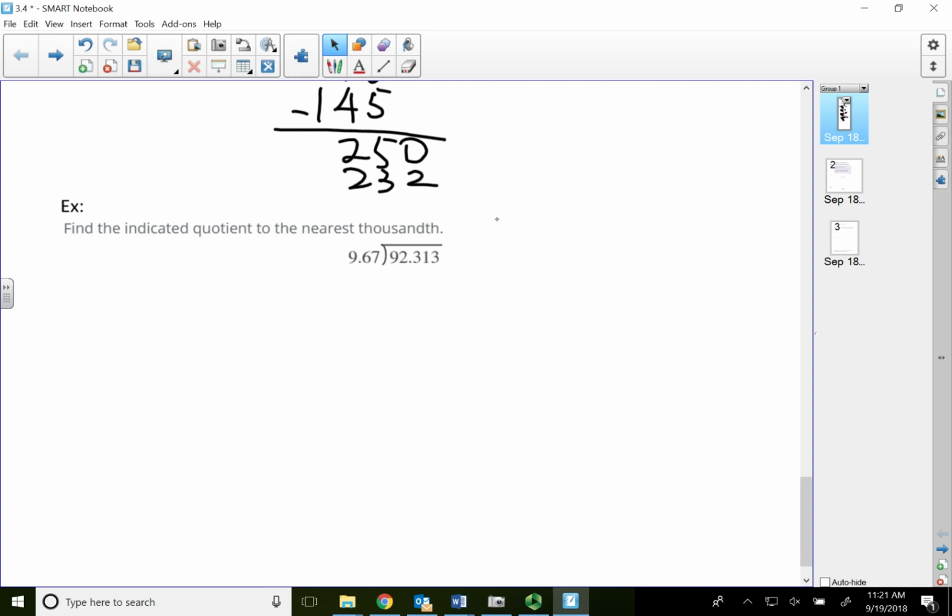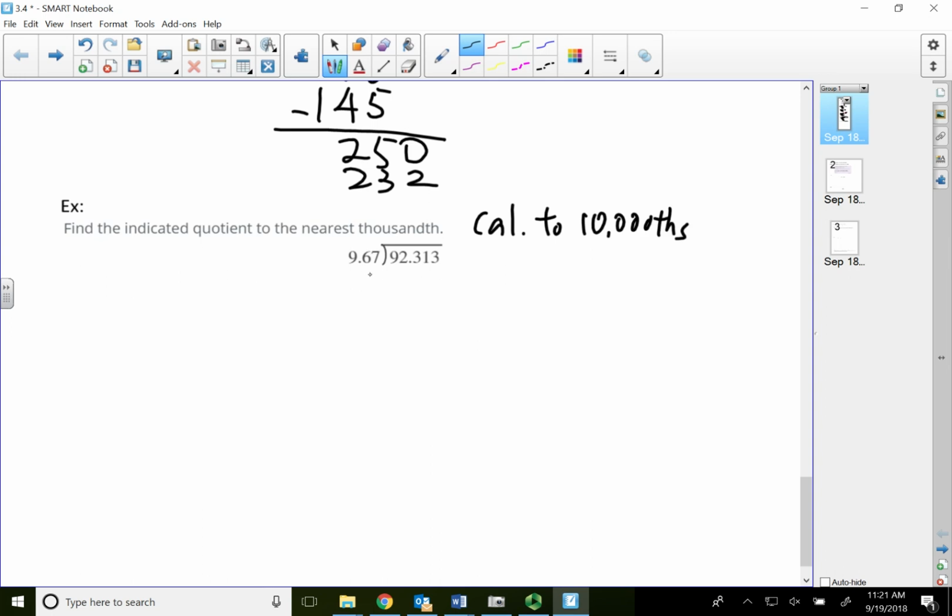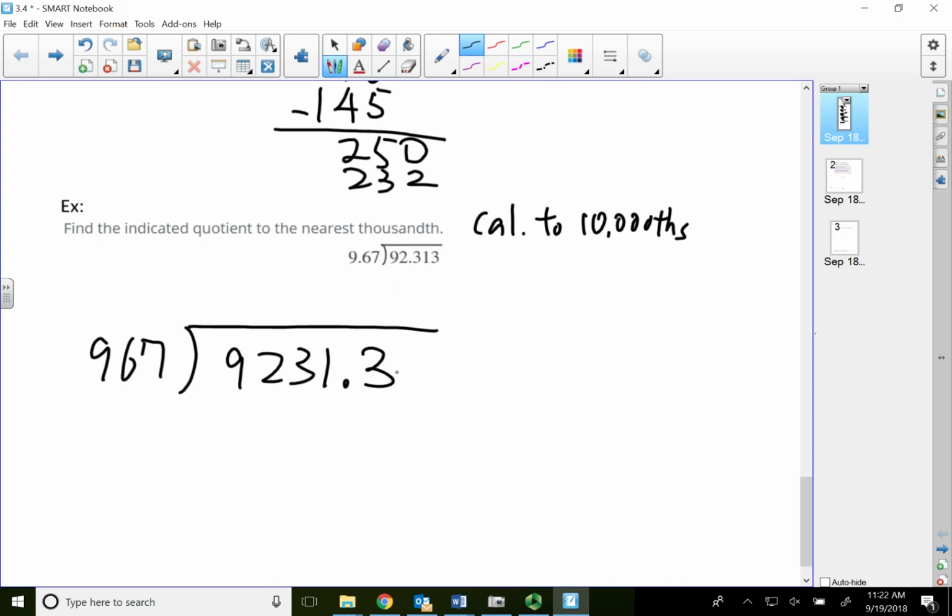So that means I've got to calculate to the 10,000th place. Let's move my decimal 2 places to the right for my divisor. That will be 967. So 2 places inside as well. That's 9231.3. All right, the decimal is between the 1 and the 3.